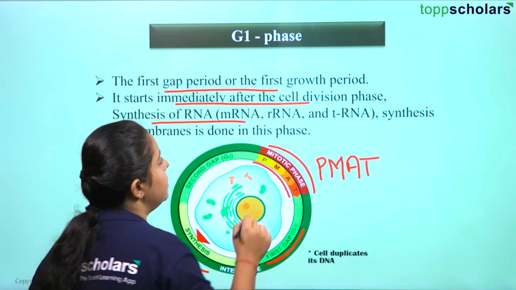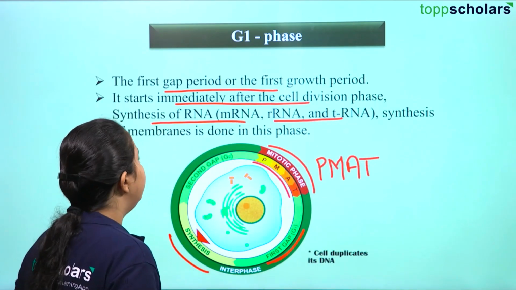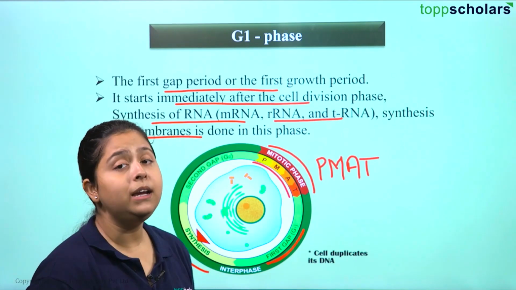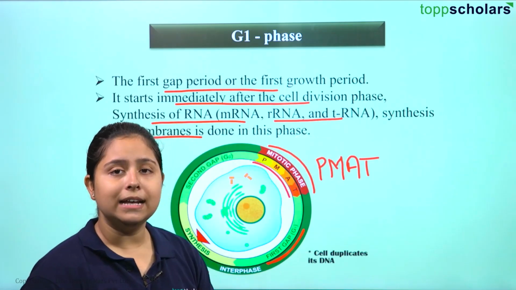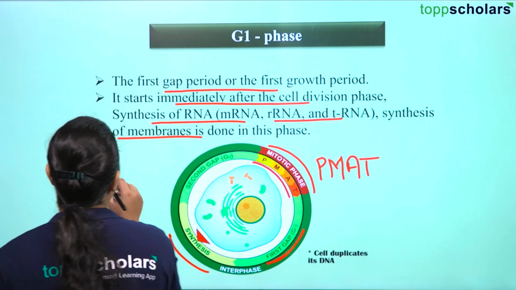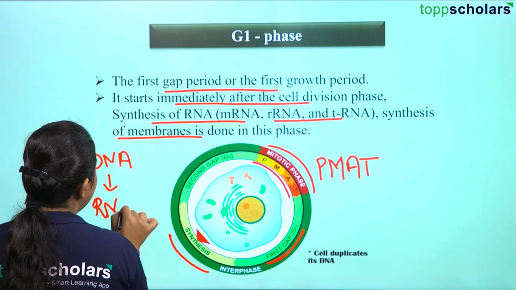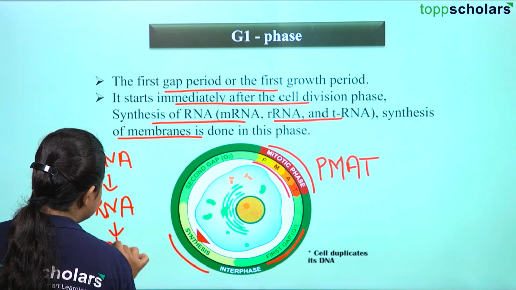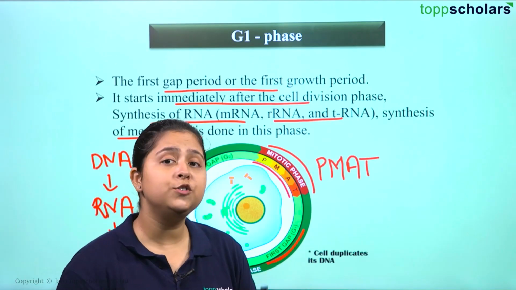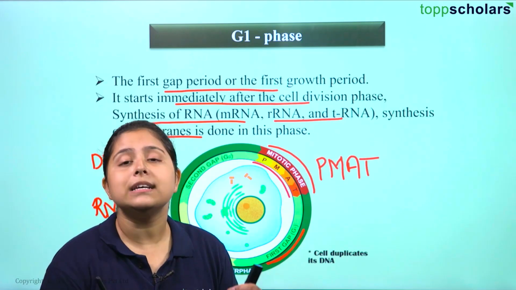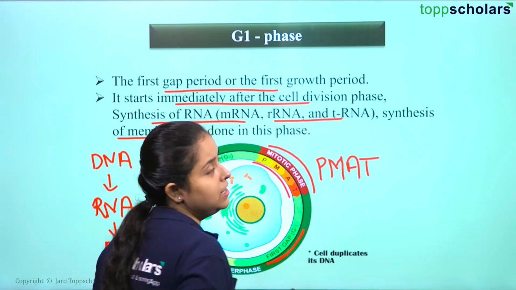Synthesis of RNA, that is mRNA, rRNA and tRNA is undergone in this G1 phase, and also membranes are being synthesized. Now, do you know what is the usage of RNA in our cells? If you remember the central dogma, we have DNA from which we will be preparing our RNA, from which we will have our proteins. So from this DNA, we need RNA using which we will produce the proteins, and proteins are necessary for cellular functions. Hence, we require these three different kinds of RNAs.